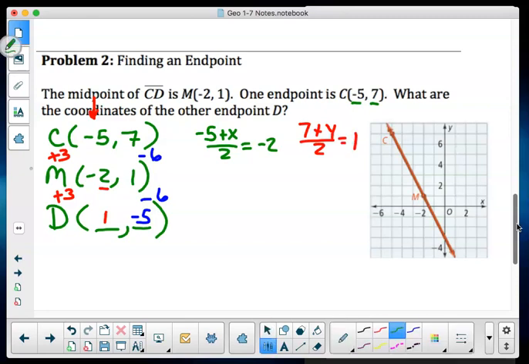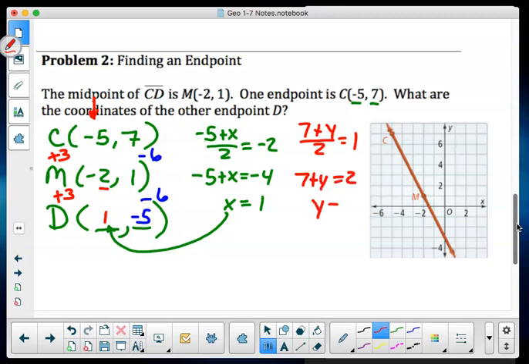Now, keep in mind, if I multiply both sides by 2 here in the green, I got negative 5 plus x equal negative 4. I'm going to add 5 and find out that x is 1. And that happened to be right there. That's crazy. And I do that for my y's. I multiply both sides by 2, so 7 plus y equals 2. Subtract 7, and I find myself at negative 5, and I'm there. And I was like, no way.